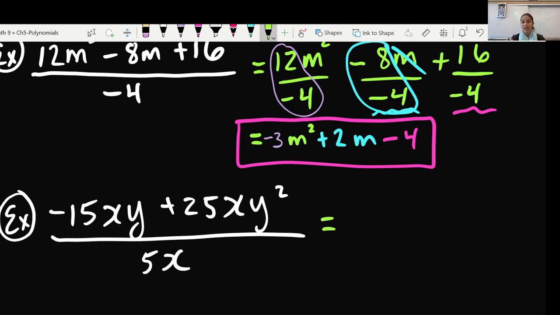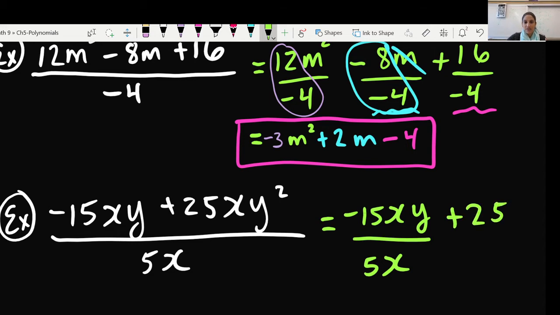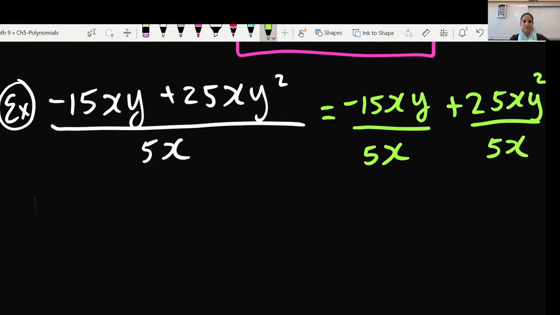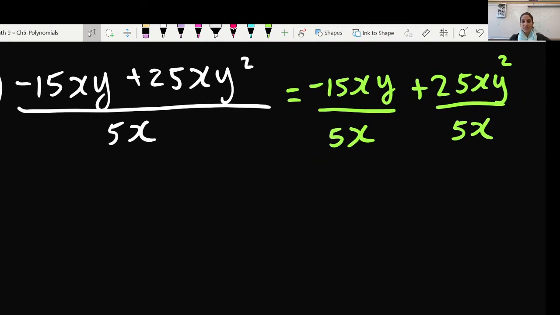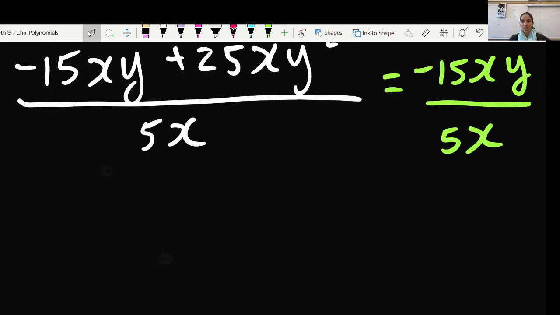We are still doing exactly the same thing, which is the first step is writing them separately. So negative 15xy over 5x plus 25xy squared over 5x. Okay, so just like in the last ones, I'm going to ignore half of it, pretend it's not happening, and I'm just going to focus on this part. But I'm going to separate even this. I'm going to deal with it step by step.